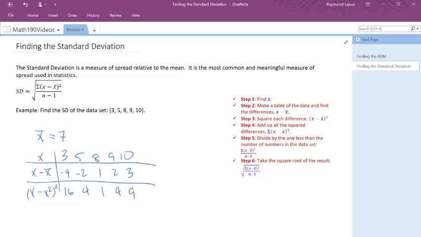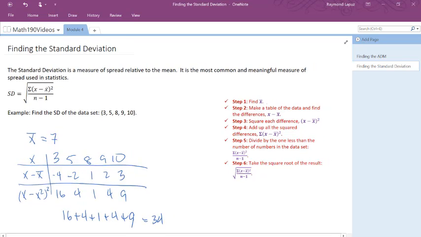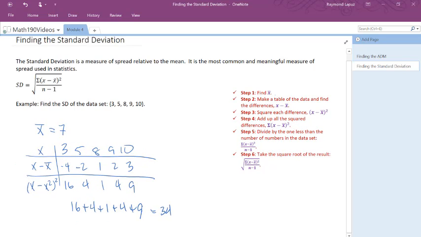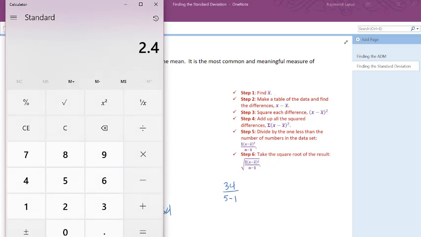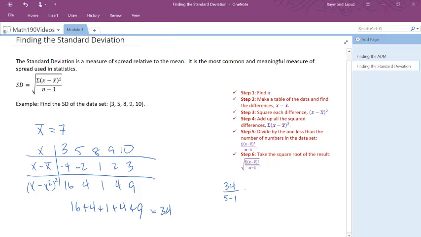Now we're going to take out our calculator and we're going to add all these things up. So 16 plus 4 plus 1, 4 plus 9. So I believe it's 20, 34. So that's 34. So this step over here, step 5, we need to find 34, and then we're going to divide by, not by 5, but by 4, by 5 minus 1. So let's take out our calculator and find 34 divided by 4, and we get 8.5.